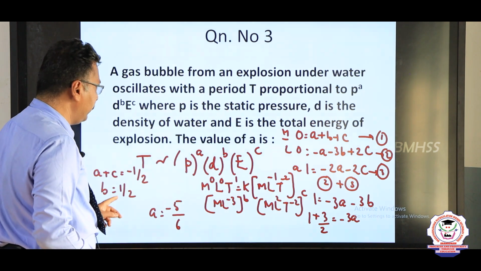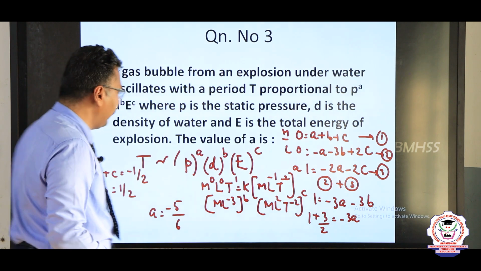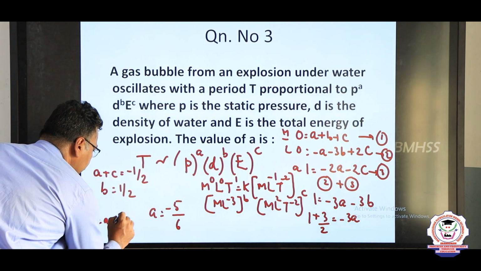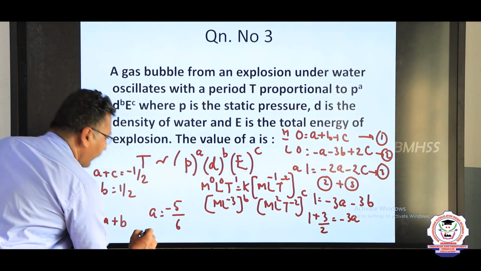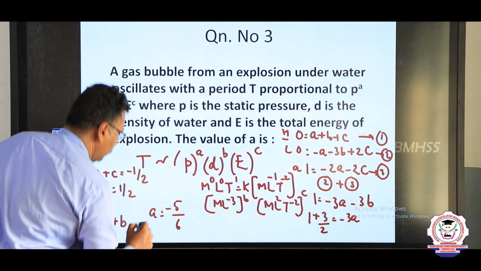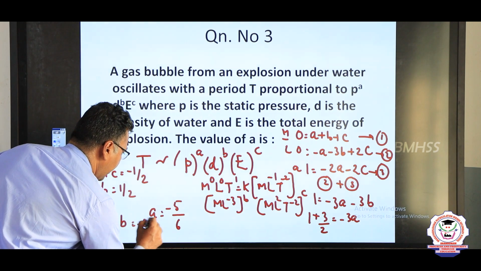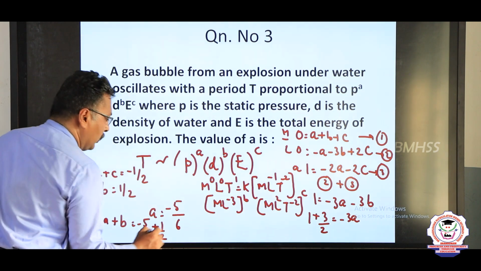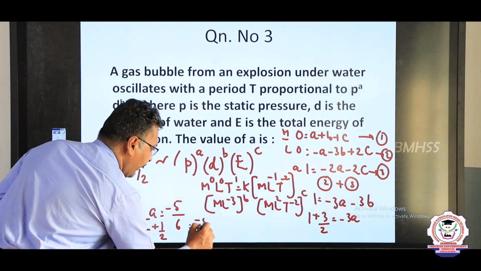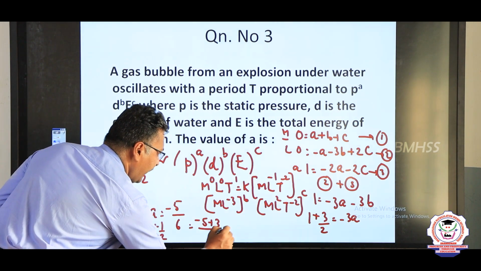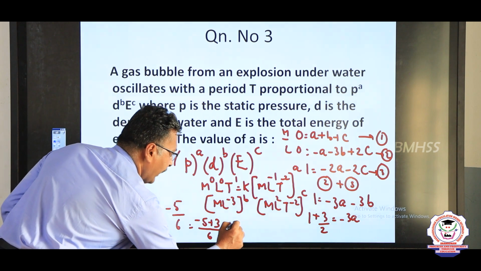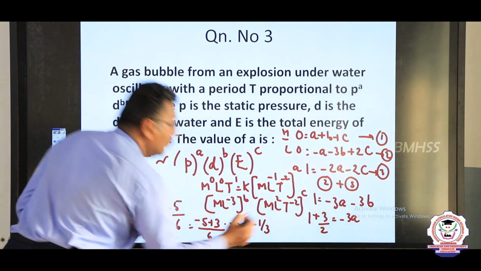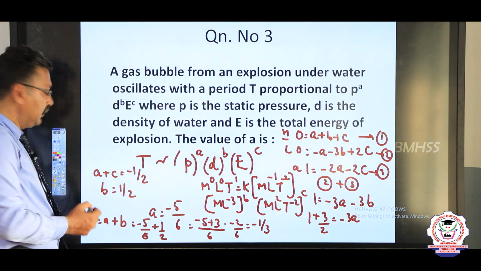So you know B, you know A, you have to find out C. C is equal to A plus B. So minus 5 by 2 plus 5 by 6 plus 1 by 2. So that is equal to minus 5 plus 3 by 6. That is equal to minus 2 by 6 is equal to minus 1 by 3. So we have got the answers.